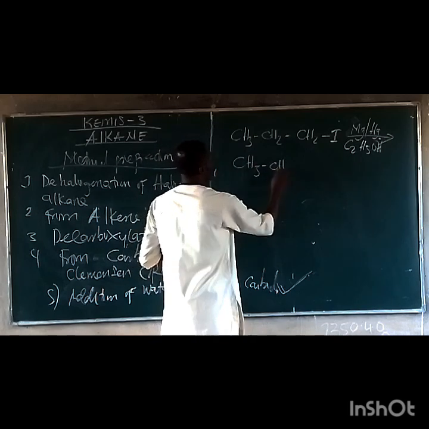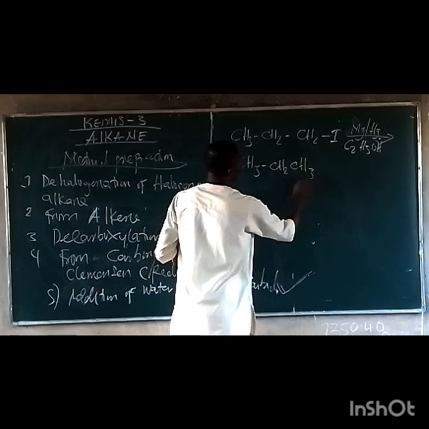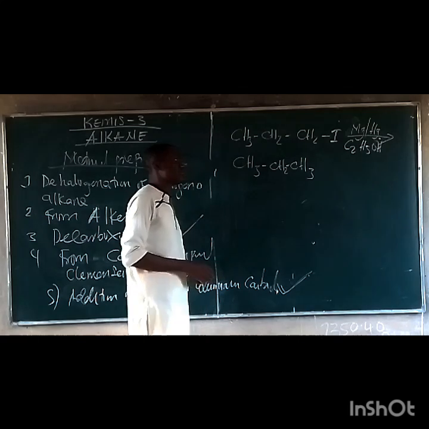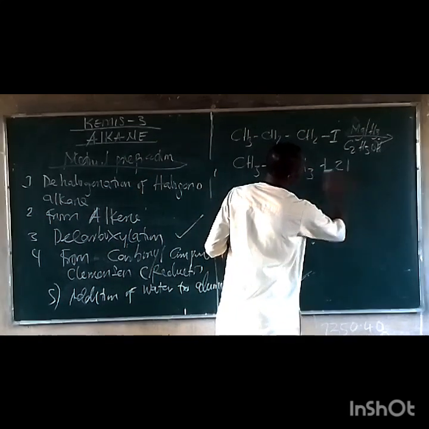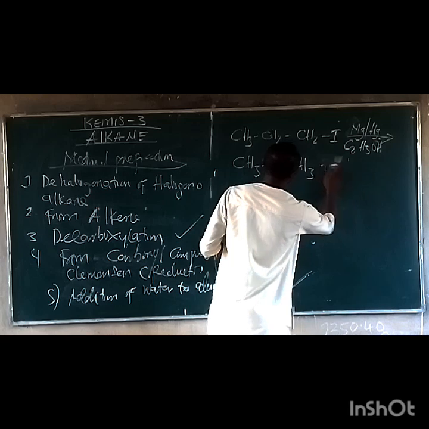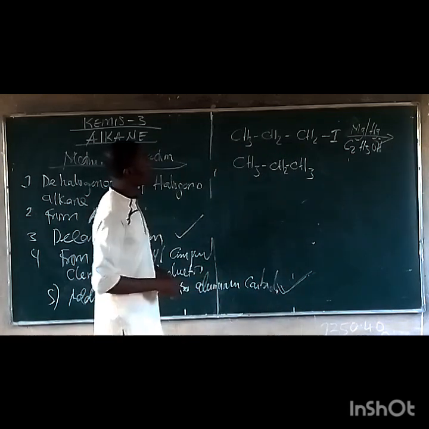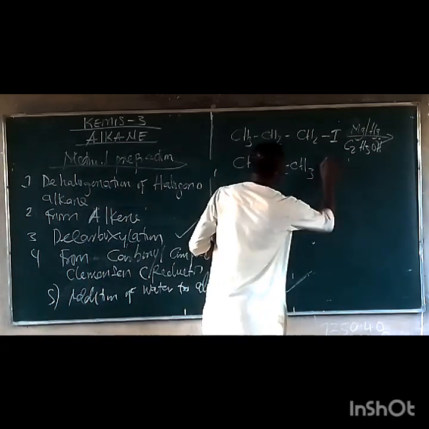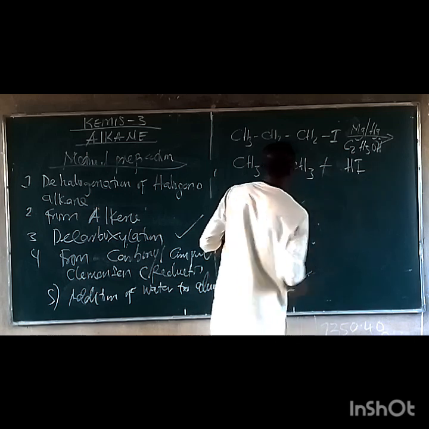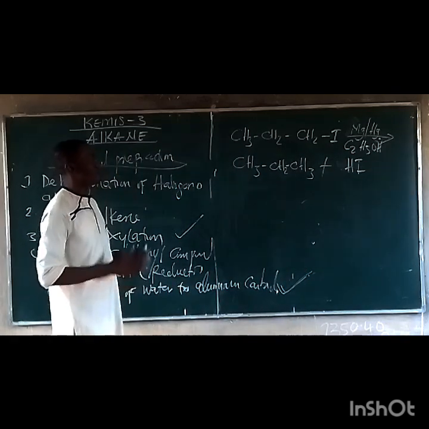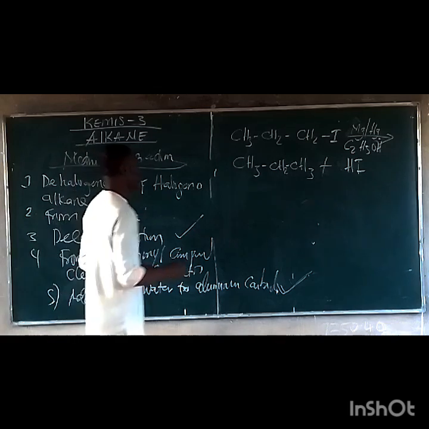You're going to have propane, CH3CH2CH3, plus hydrogen iodide. So this is what you're going to have for the first reaction. Let's do one more reaction.